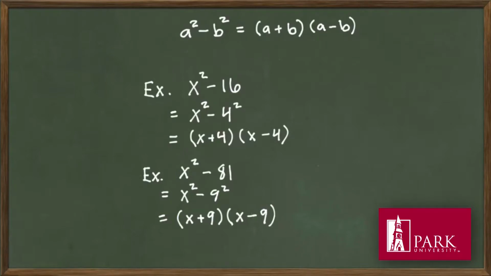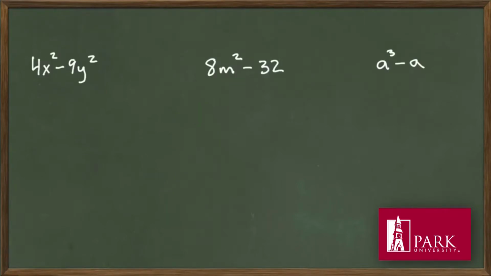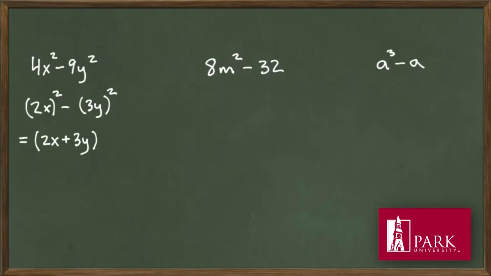Let's go ahead and dive in and take a look at a few more examples. So here on the left we have 4x squared minus 9y squared. And this looks a little bit different than the examples that we had in the previous slide. But in fact 4x squared and 9y squared are perfect squares, because we can write 4x squared as 2x quantity squared, and we can write 9y squared as 3y quantity squared. And this looks similar to a squared minus b squared like we saw before, so we can use our factoring technique. So this will now factor into 2x plus 3y times 2x minus 3y.